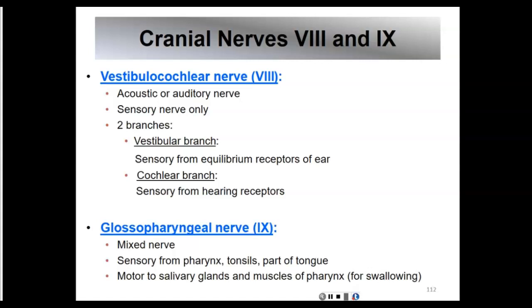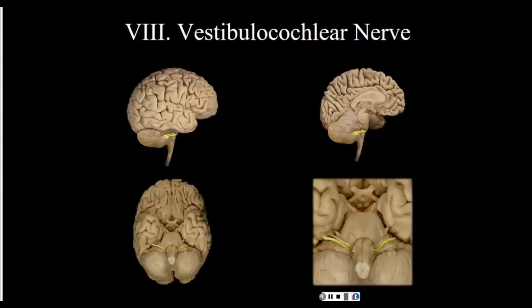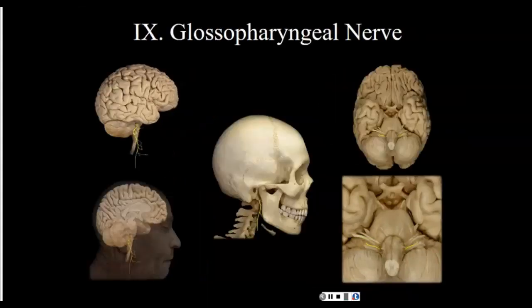And then we have number 9, glossopharyngeal. It's a mixed nerve, sensory from the pharynx, the tonsils, and part of the tongue. The name glosso means tongue, pharyngeal, think pharynx. Motor to the salivary glands and muscles of the pharynx for swallowing. Here is vestibulocochlear going into the ear, and glossopharyngeal in the pharynx and the tongue.